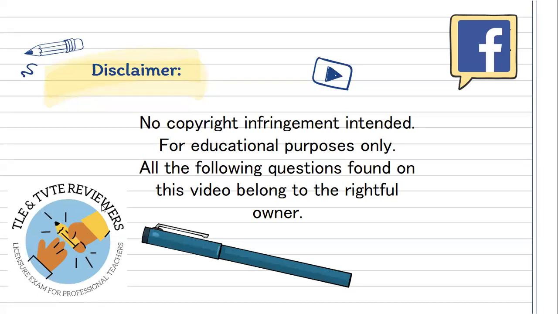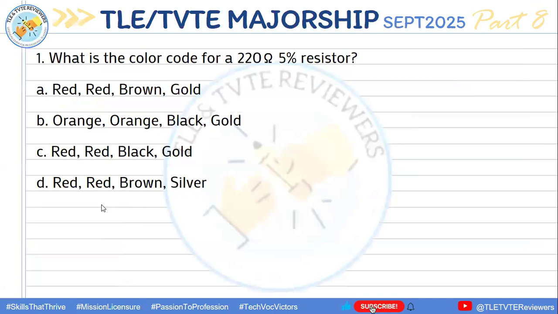So let's start. Number one, what is the color code for a 220 ohms 5% resistor? Is it letter A, red, red, brown, gold; B, orange, orange, black, gold; C, red, red, black, gold; D, red, red, brown, silver?